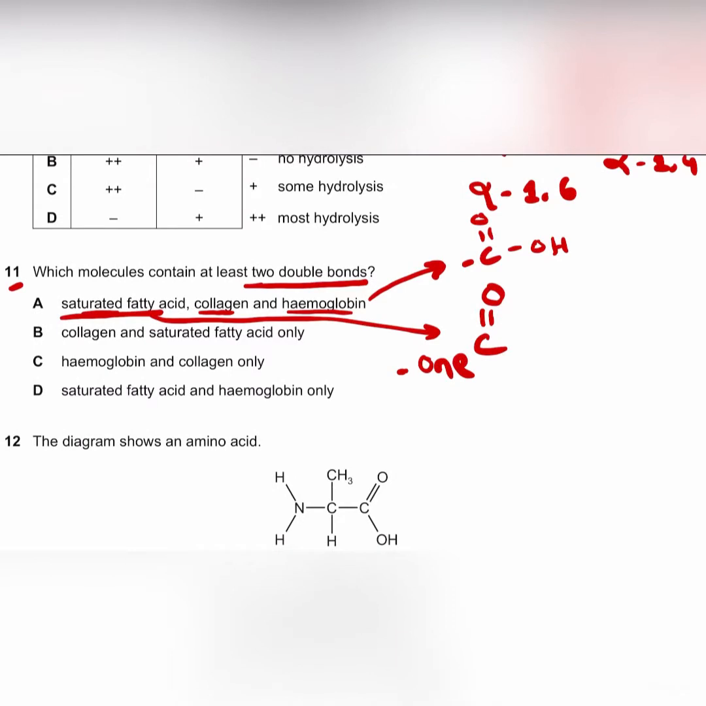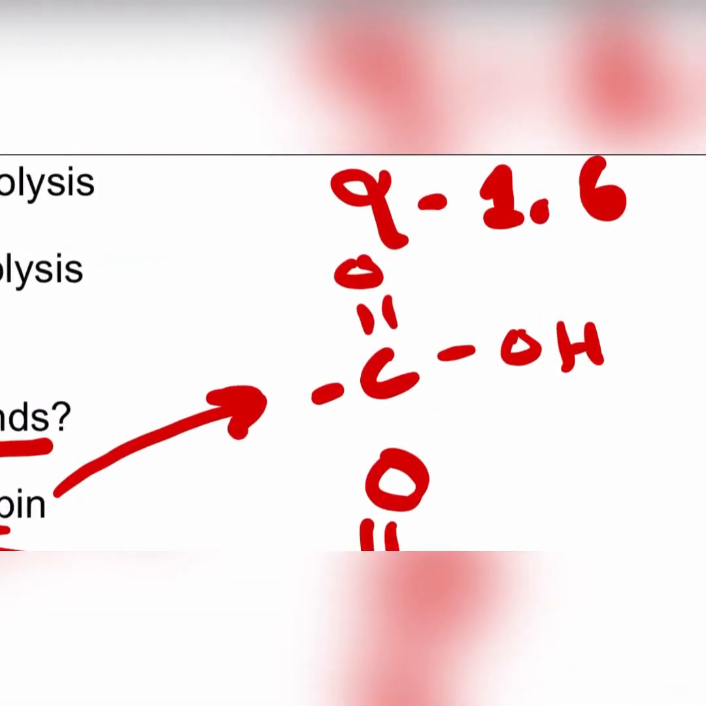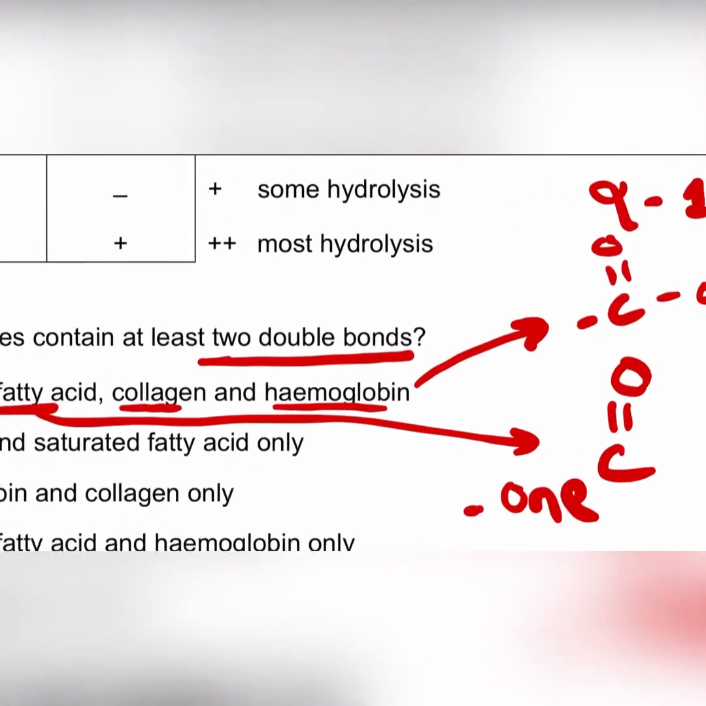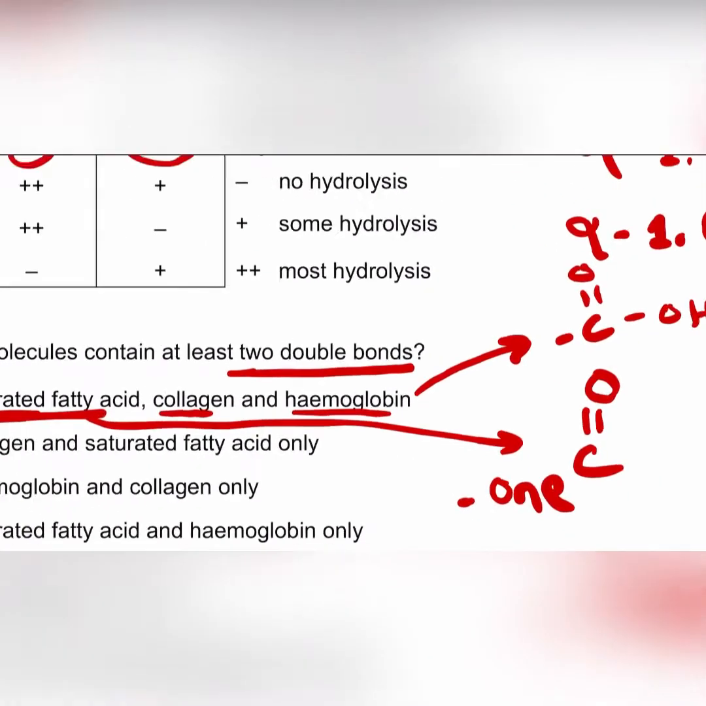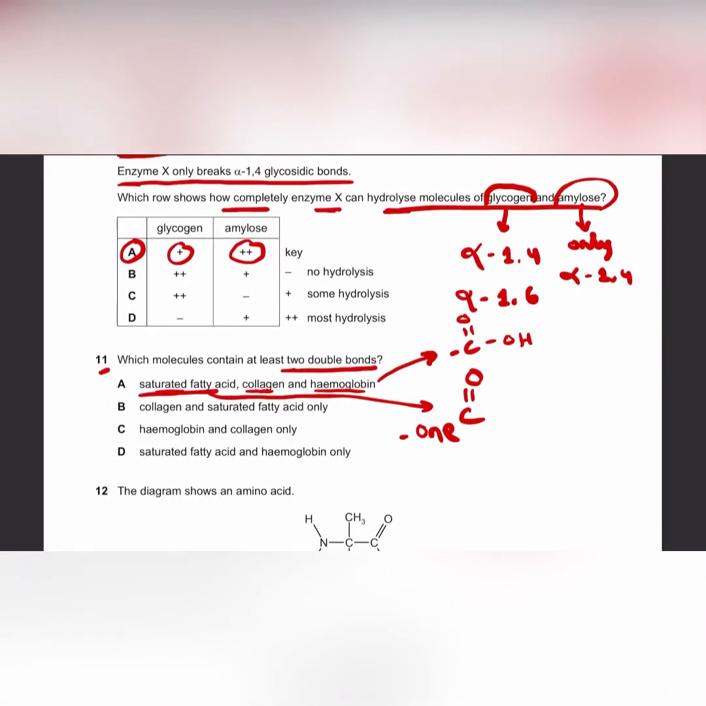If we talk about proteins, proteins are made up of many amino acids and each amino acid contains a carboxylic acid group with a CO group in it. So if we talk about hemoglobin and collagen, they have many double bonds. But saturated fatty acids only have one double bond. We have to select an option which contains at least 2 double bonds, so saturated fatty acids will not be the answer because they only contain one double bond.